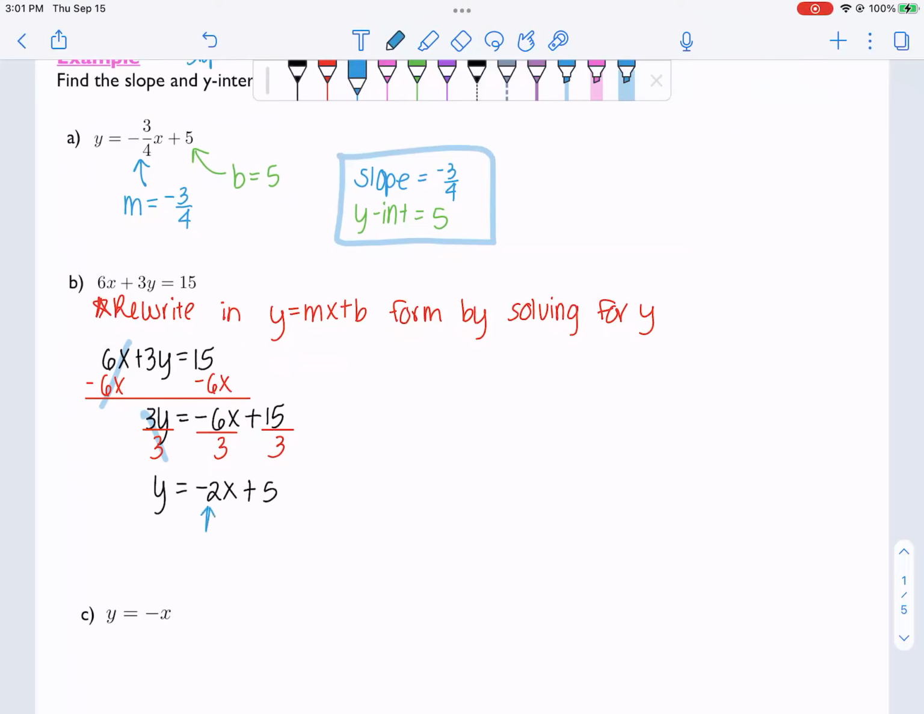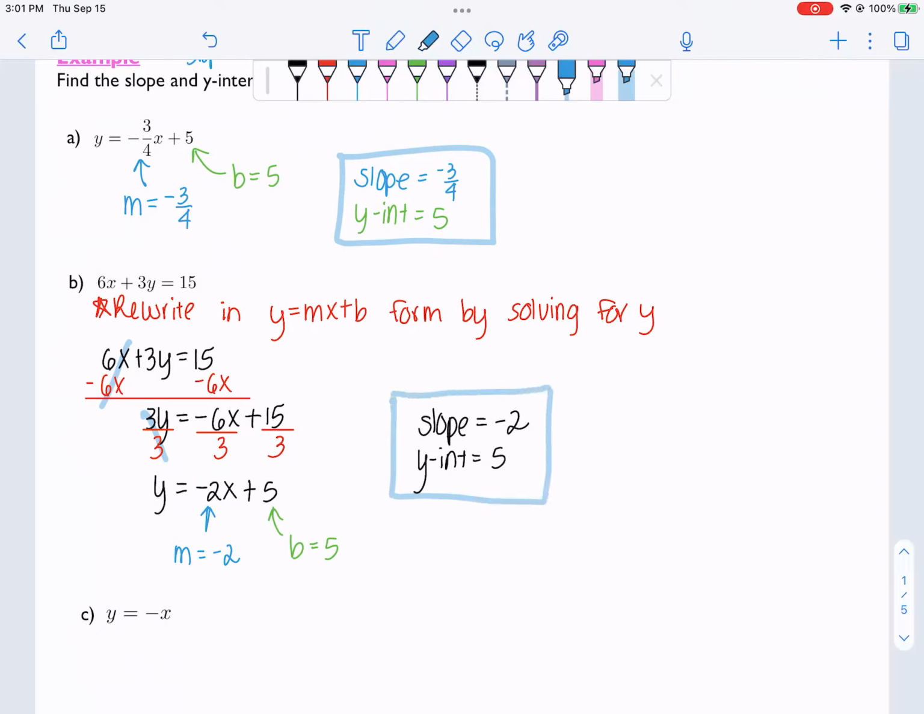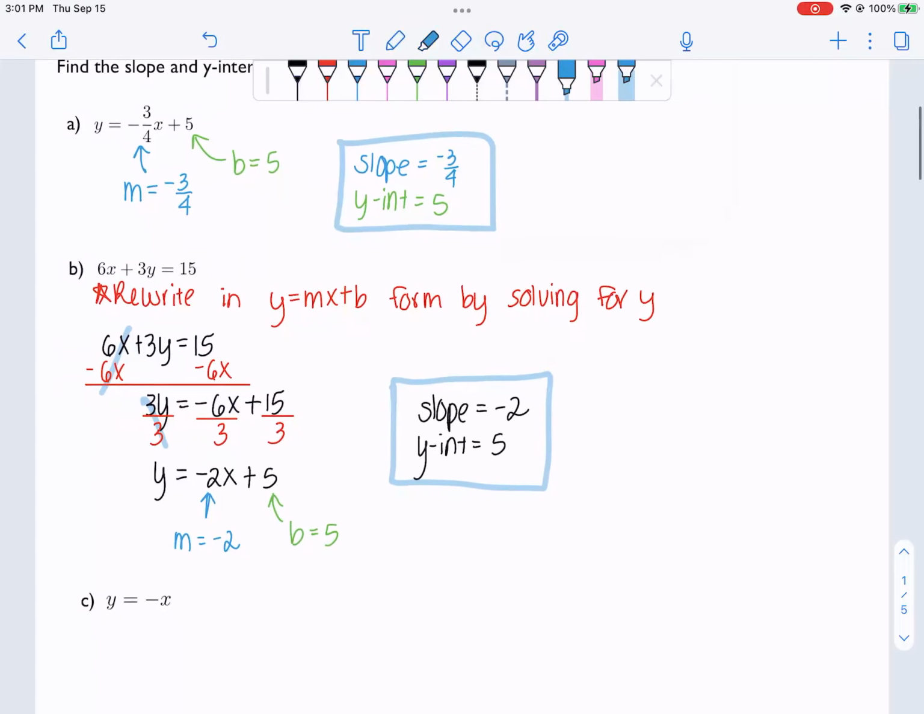Okay. The m value is negative 2. The b value is 5. So our slope is negative 2, and our y-intercept is 5. Just had to rearrange it first.